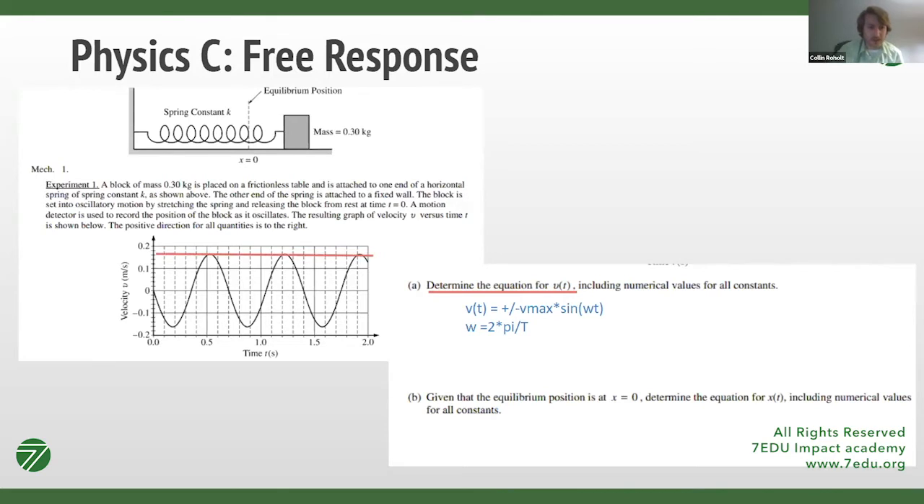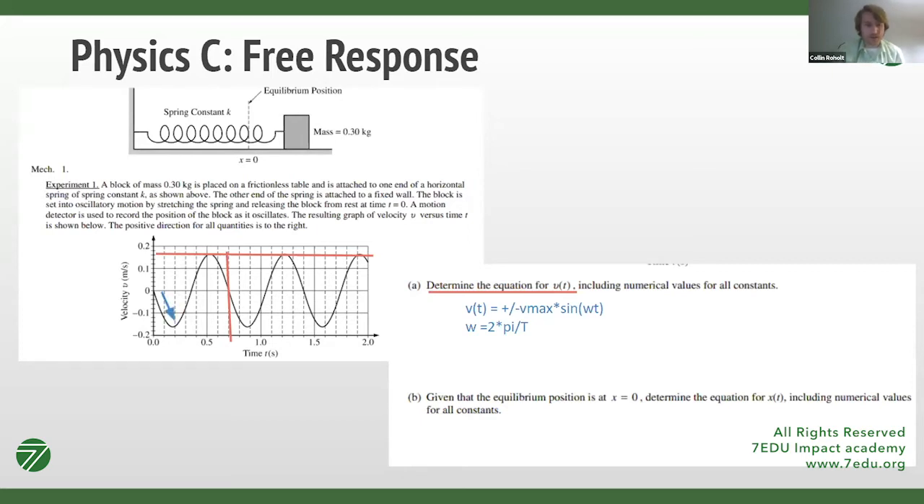So here I can look at this red line over here and see that it looks like my maximum velocity is about 0.16. And then I can also look at this other red line. It looks like my period of oscillation is about 0.7 seconds.